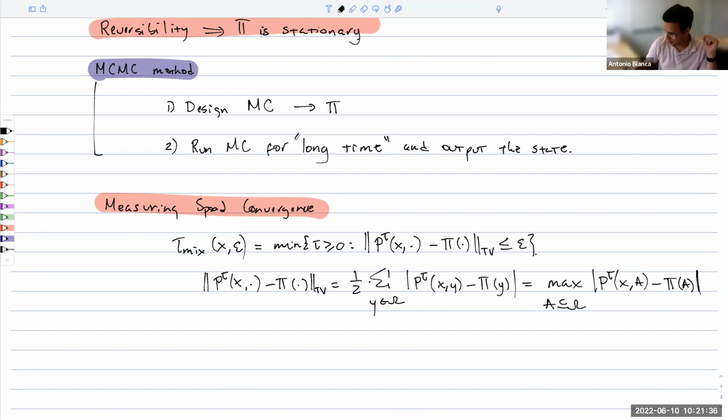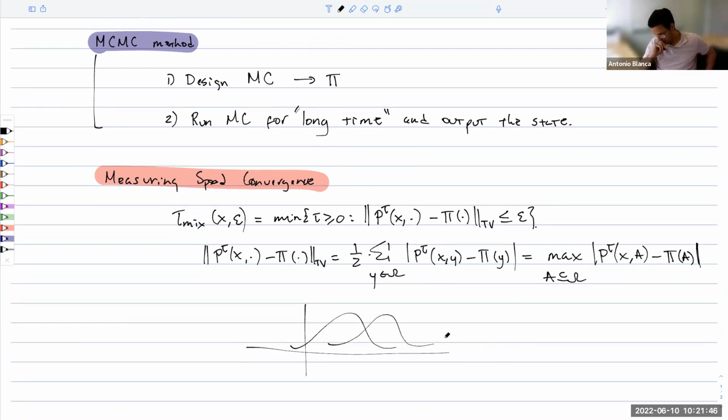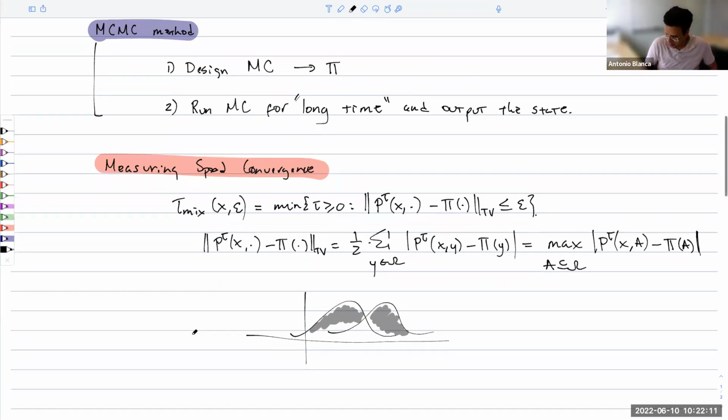It's a good thing to picture: if you have two probability distributions, say these are the PDFs, then what total variation distance is measuring is this distance here between the two distributions. So it's half of the L1. Okay, so that was the epsilon.